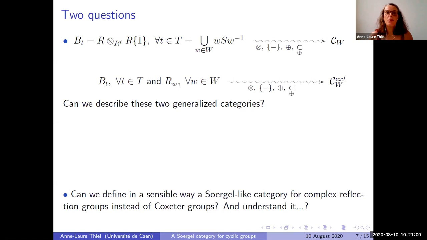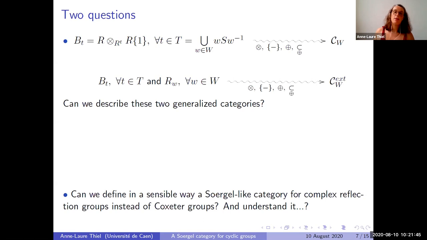Second question, and that's what will occupy us in the second part of the talk: well, I started here with a Coxeter group, which is a real reflection group. What if I want to play the same game, but starting from a complex reflection group? Can I define in a sensible way a Soergel category associated to a complex reflection group? And what can I tell about it? Because defining something is fun, but understanding it is another story.